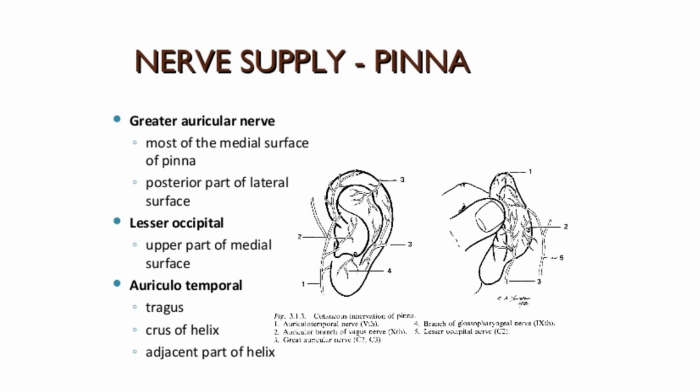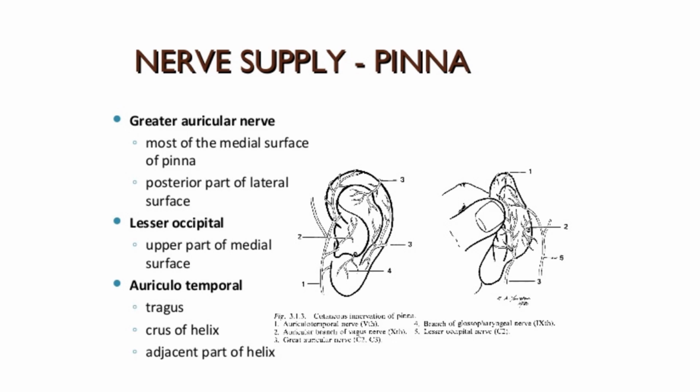Now the most important part of this pinna is the nerve supply. So you must know about the nerve supply of the pinna. Okay. So there are basically four nerves which are supplying the pinna. The first one is the great auricular nerve, and it is supplying most of the cranial surface and posterior part of the lateral surface, including helix, antihelix, and lobule. So great auricular nerve is supplying the pinna.